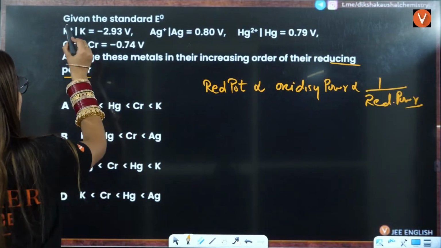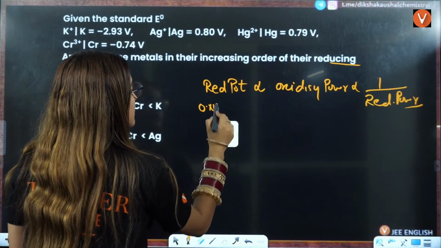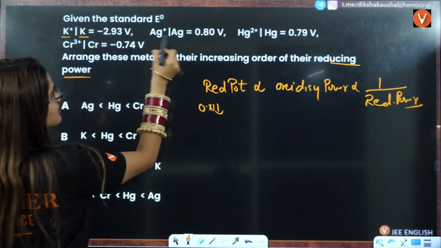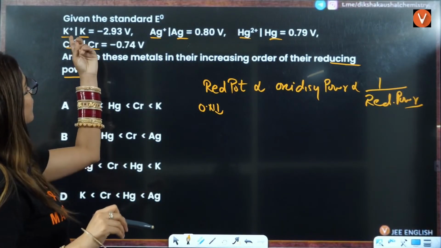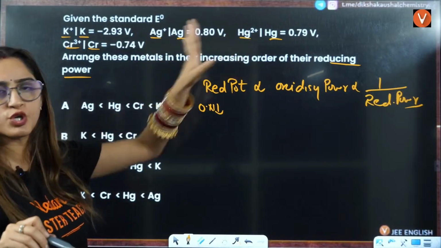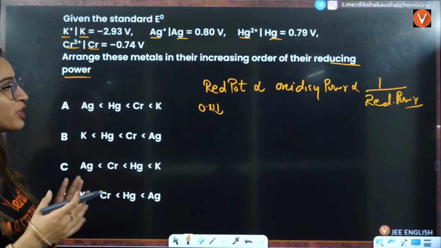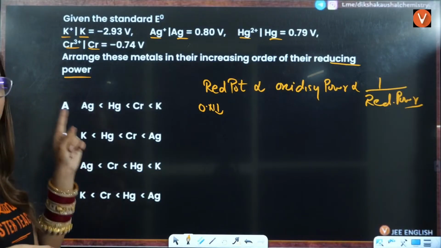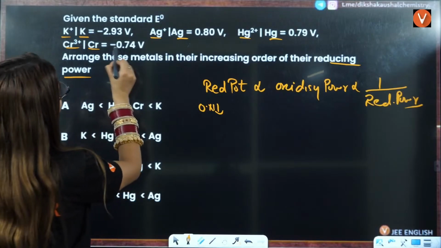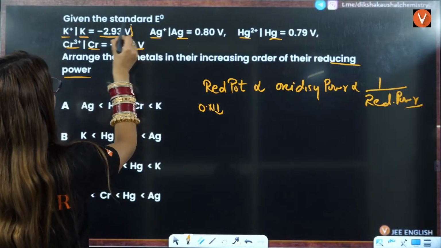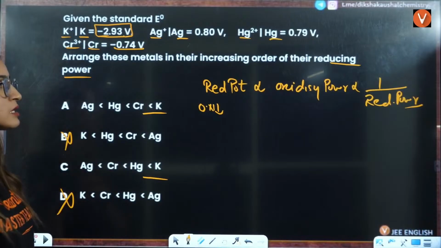So let us see whether all of them are reduction; reduction means oxidation number should decrease. Right? Here it is decreasing, here it is decreasing, here it is decreasing, here it is decreasing. Plus 3 to 0, 1 to 0, 1 to 0, 2 to 0, it is decreasing. All of them are reduction potentials. Now they are asking you about reducing power. So the minimum reduction potential is going to have the maximum reducing power. Minimum reduction potential will be for potassium here. So potassium is going to have the maximum reducing power.